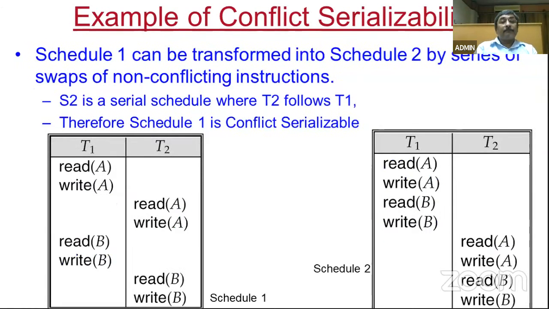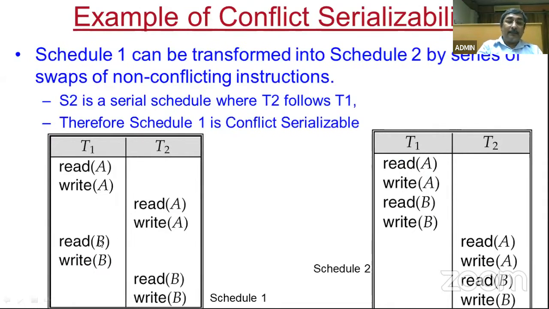So, for example, you see this read B and this read A. Are they conflicting? No. Why? Because this is on A and this is on B. What I can do, therefore, is say read B comes here and read A comes here. This is called swapping. Read B and read A are non-conflicting operations. They can be swapped. What is meant by that?